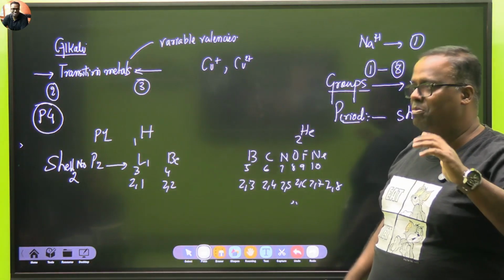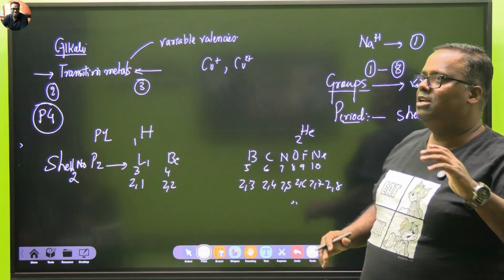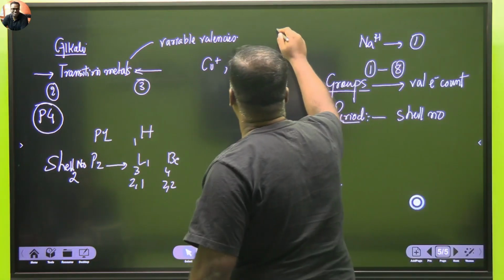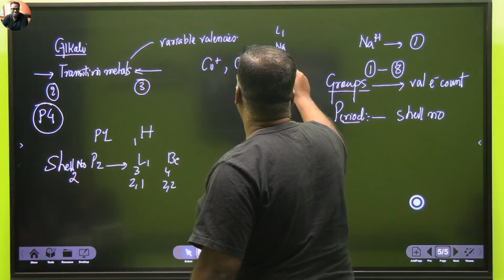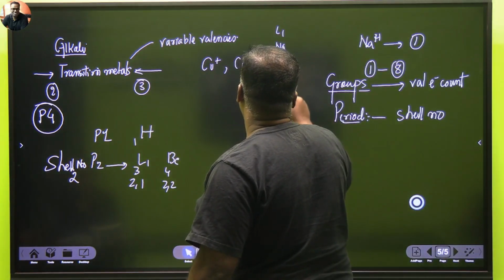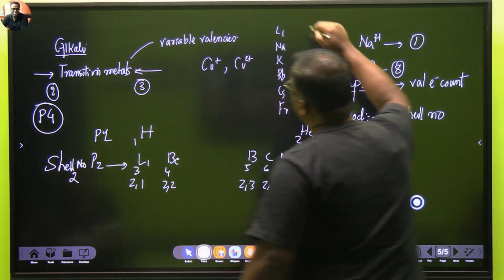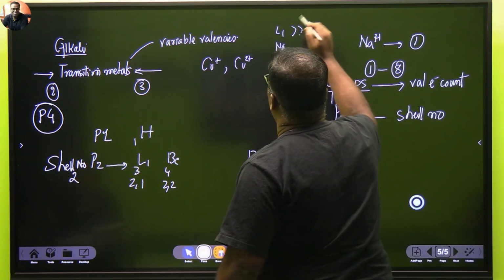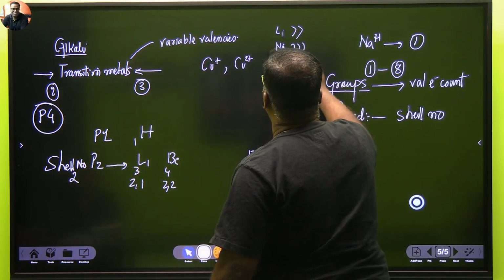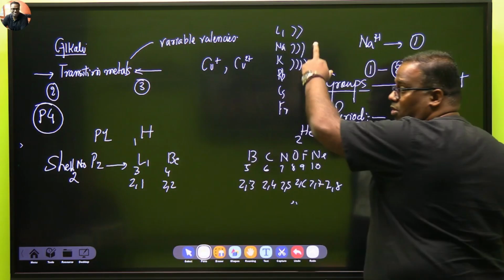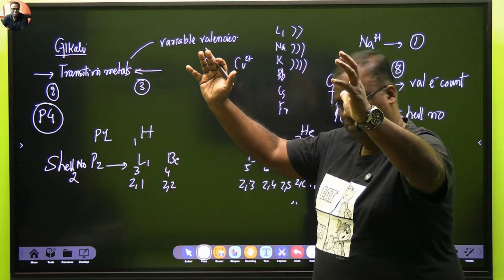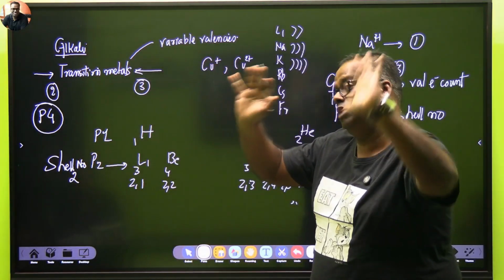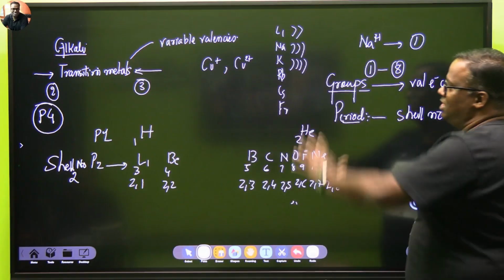Because sir is saying that if I look down at group 1, just look at group 1 again: lithium, sodium, potassium, rubidium, cesium, and francium. So lithium has got how many shells, beta? 2 shells. Sodium has got 3, potassium has got 4 shells. That means the number of shells is increasing. So don't you think the size is increasing? Yes. We'll talk later. There are some interesting things here.